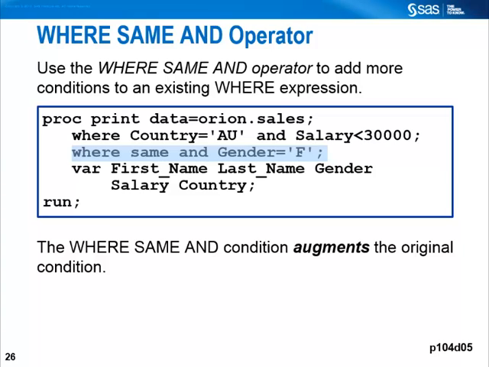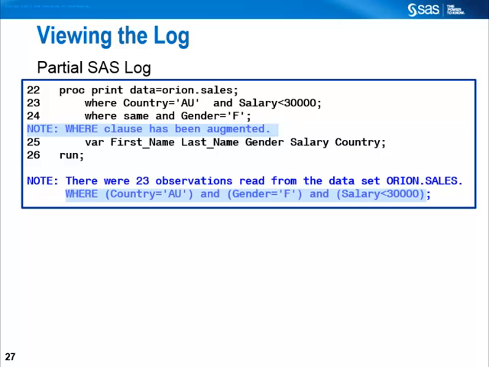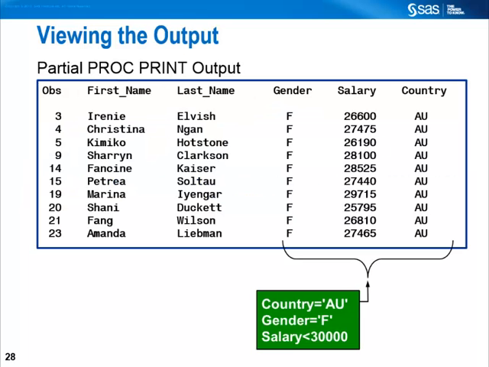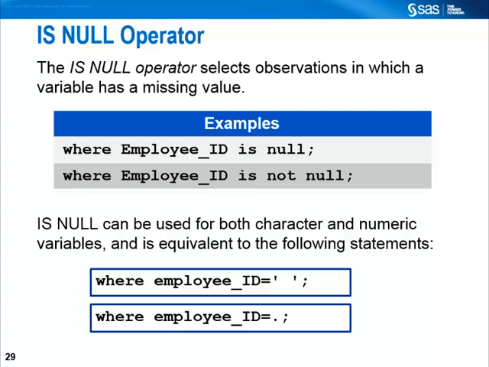The where same and operator is very helpful if we are using multiple where statements. It augments the where statement. Use the where same and operator to add more conditions to an existing where expression. The where same and condition augments the original condition. When we view the log in a note, we will see it says where clause has been augmented. And this would be our partial output.